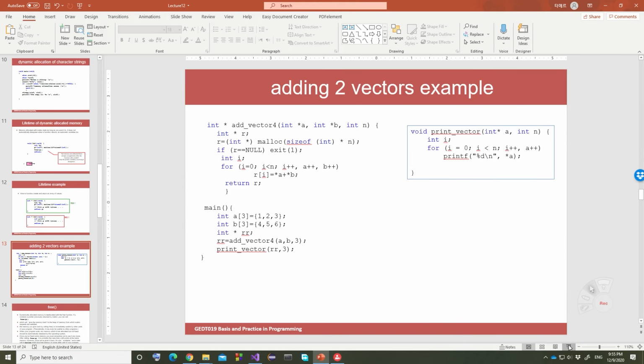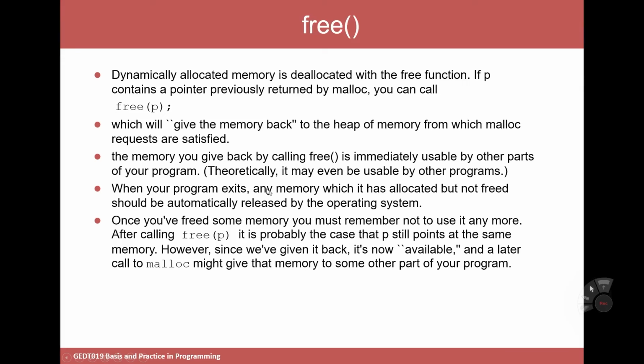Okay, now let's continue. Next is free. We already talked about free, and we said free is used to free the dynamically allocated memory. So you have to call free every time you don't need this dynamically allocated memory. If you don't want it, just free it from the memory.